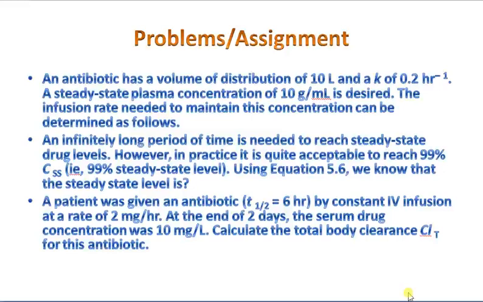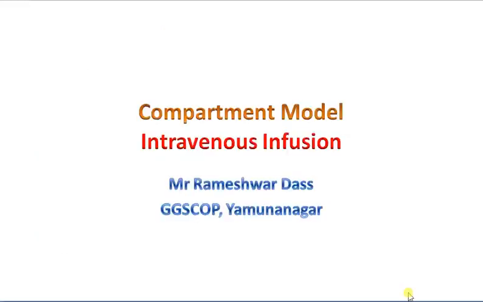The problem or assignment after this lecture: an antibiotic has a volume of distribution of 10 liters and an elimination rate constant of 0.2 per hour. A steady state plasma concentration of 10 grams per liter is desired. The infusion rate needed to maintain this concentration can be determined, and these are the assignments.